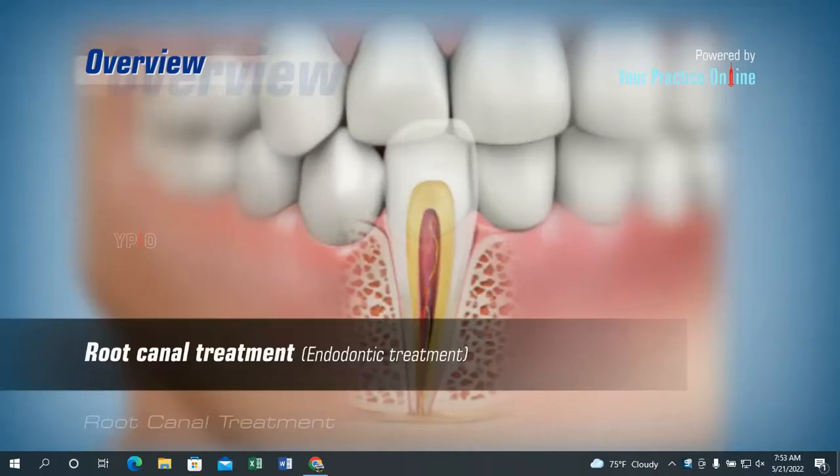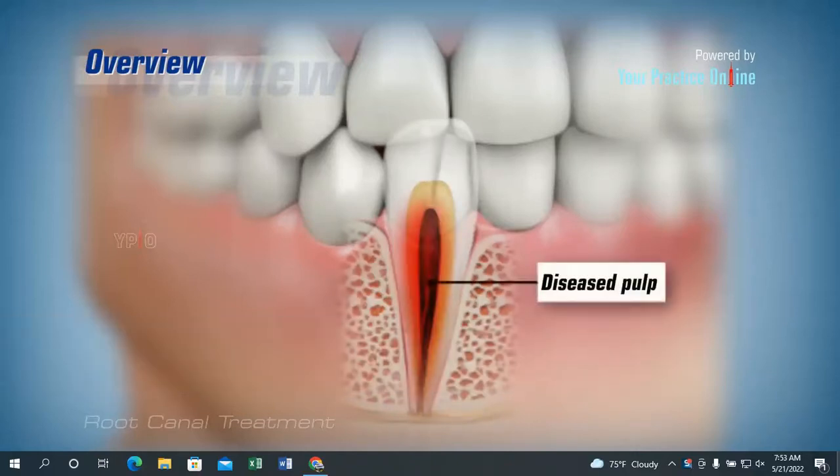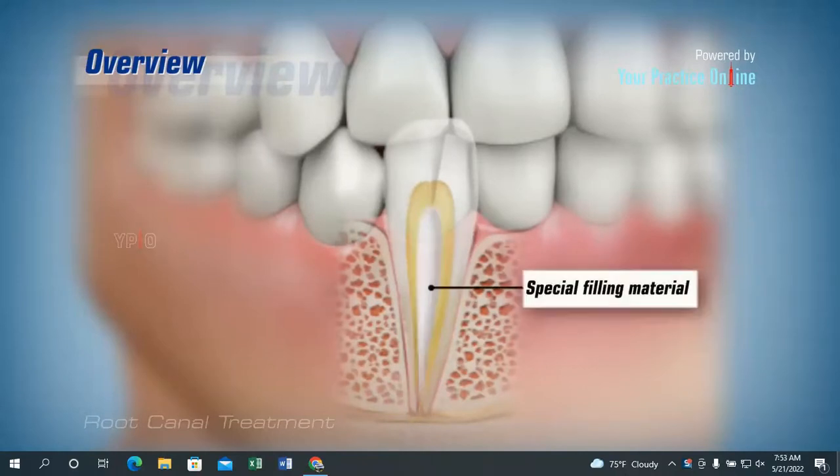Root canal treatment, also known as endodontic treatment, is a dental procedure in which the diseased pulp tissue is removed and the inside of the tooth is cleaned and sealed with a special filling material.